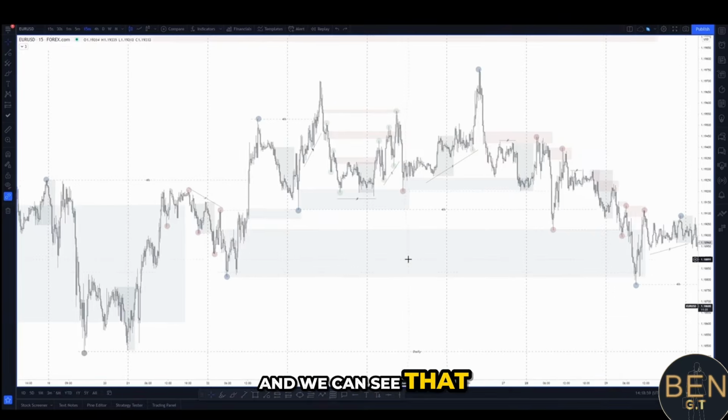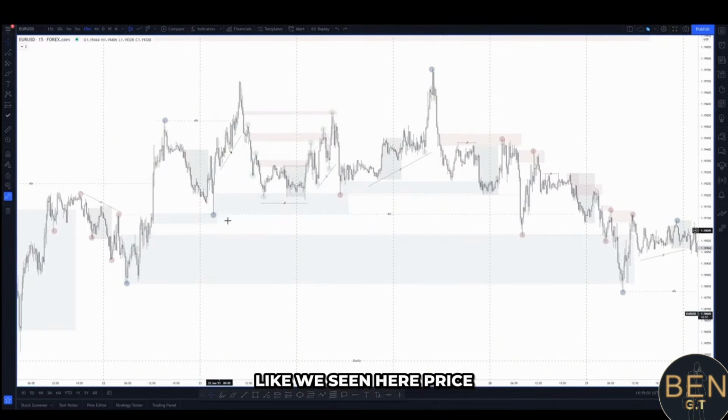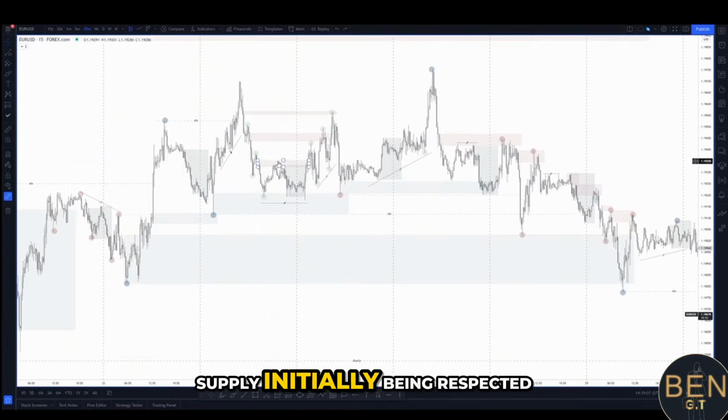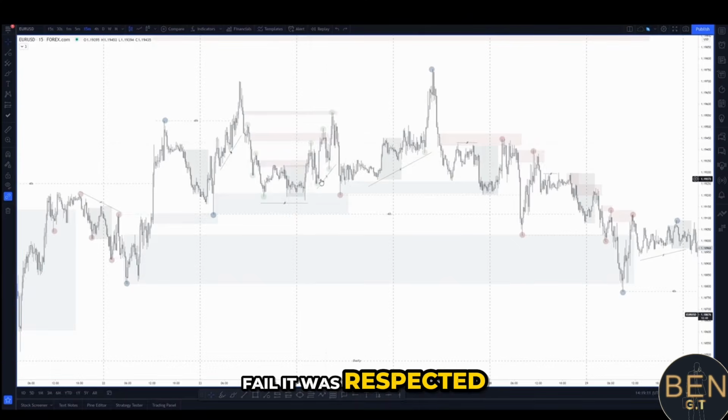And we can see that as we wait. Like we've seen here, price was caught in a range. We were starting to see demand being respected, supply initially being respected, but then ultimately starting to fail, and then we did continue on, but we were able to see the inner workings of that. And from a fractal nature of price, we are able to execute trades on a lower time frame for more intraday setups within all of these ebbs and flows, or we can frame up trades on, say, a 15-minute chart using this information as well.